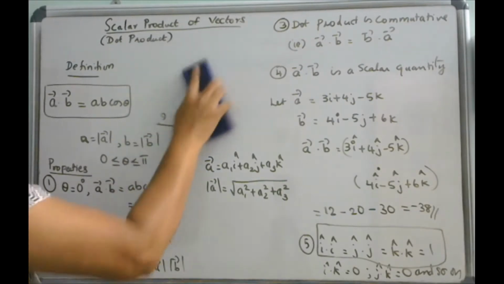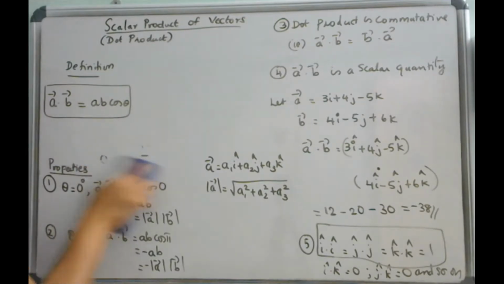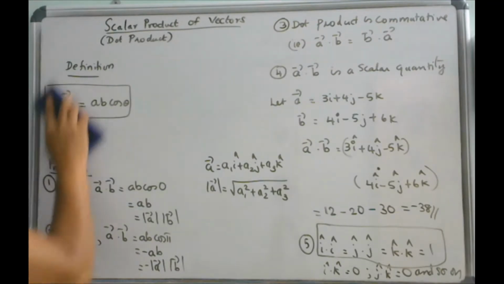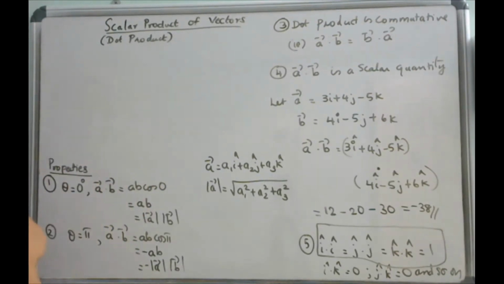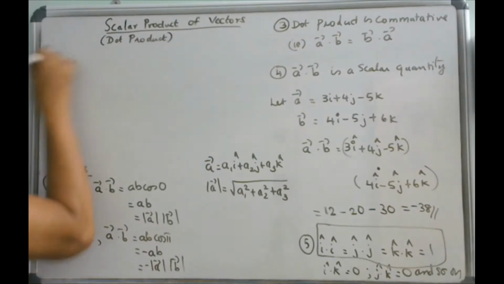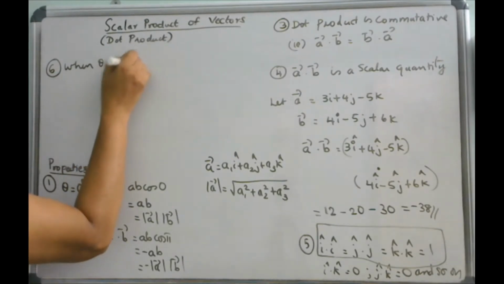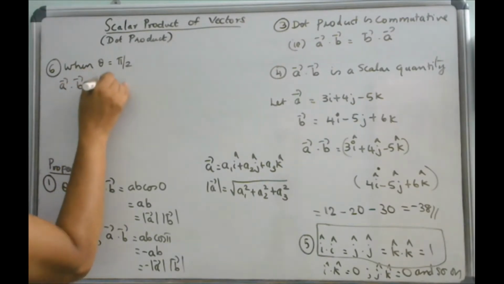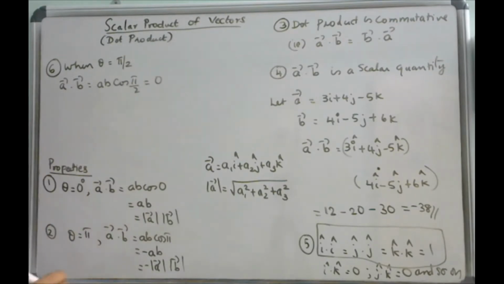The dot product turns to be equal to 0 when theta is equal to pi by 2, is it not? Because cos 90 degrees, that is cos pi by 2, is 0. So that is also another important property which you have to know here. I will write it as property number 6. When theta equals pi by 2, we have A dot b equal to AB cos pi by 2. So this becomes equal to 0. So the angle between A and B is 90 degrees.